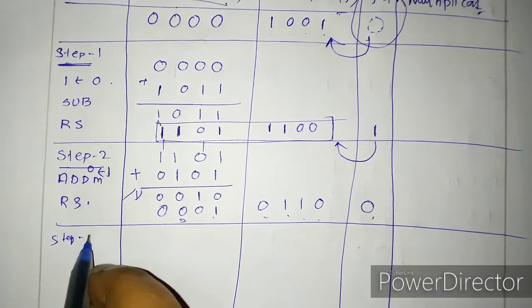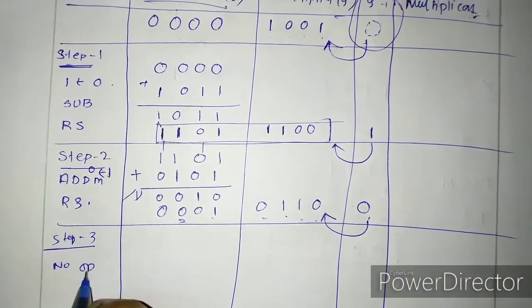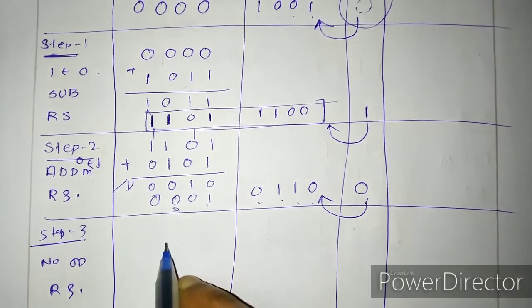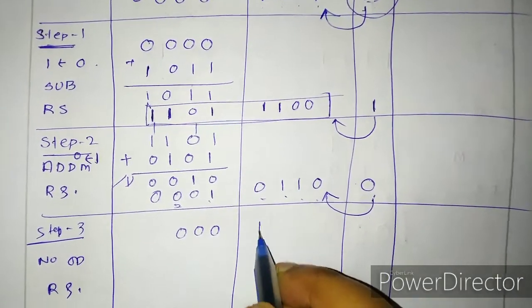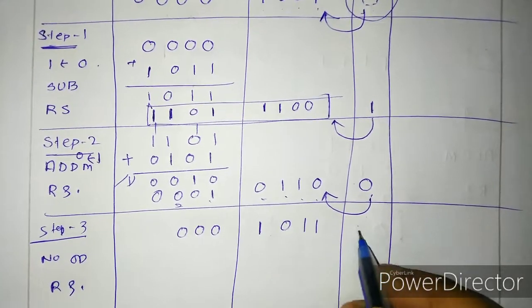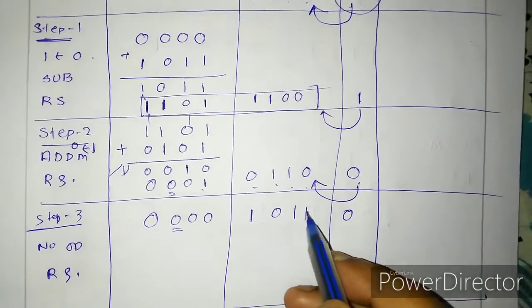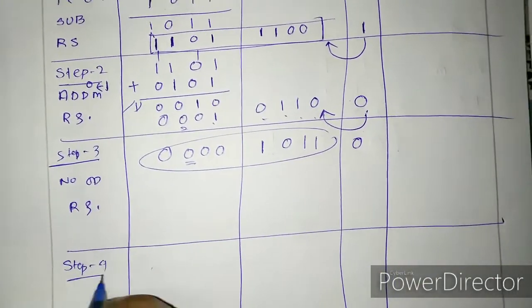Step 3. 0 to 0. No operations, only right shifts. So this was the answer. So now in the next step, 0 0 0 1 0 1 1 0. As it is 0, we have to put 0 here. This is our answer.